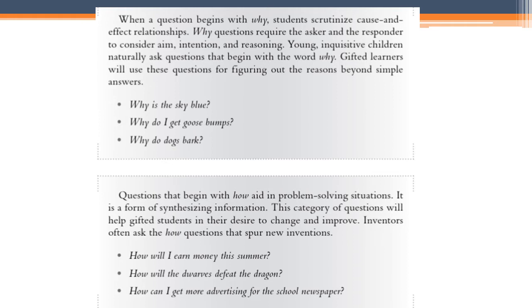Okay, so see how these questions correspond with the higher order thinking levels in Bloom's taxonomy of cognitive process, thought process. So when you ask how, it involves synthesizing. You are looking after how the gifted learner will give a solution to the problem.